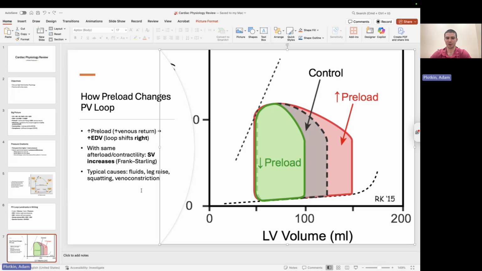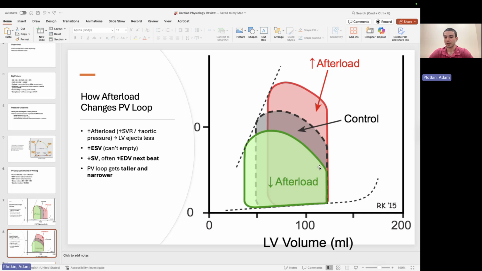So typical causes to increase preload, and we'll talk about some of the maneuvers in a little bit, the big one I want you to know is giving them fluids, obviously, and doing a leg raise. Blood pools in my legs, so as the physician, you can actually raise the patient's legs or put the patient in Trendelenburg. It gets some of that stasis blood back to the right side of the heart, and then obviously to the lungs and to the left side of the heart.